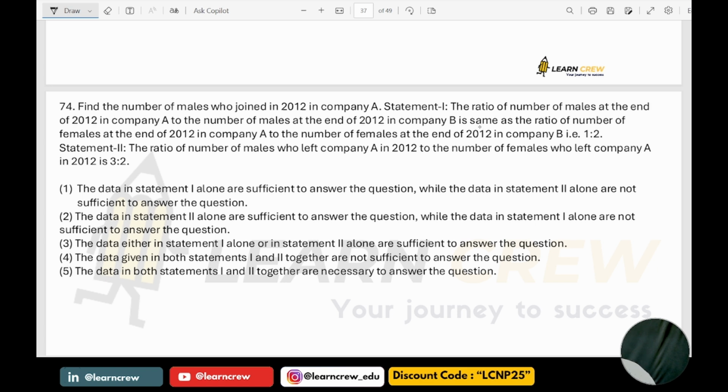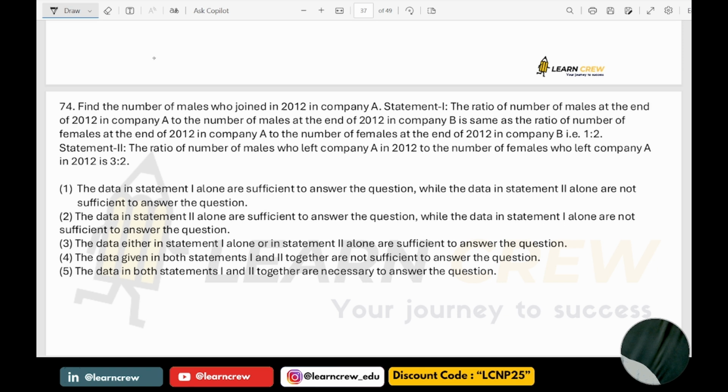See here, number of males at the end of 2012 in company A and number of males at the end of 2012 in company B is 1:2 is given. So if one is X, the other is 2X. Also number of females at the end of 2012 of company A and company B is also 1:2. So for males I am taking x and 2x. For females I am taking y and 2y.